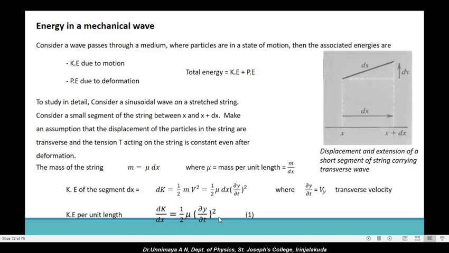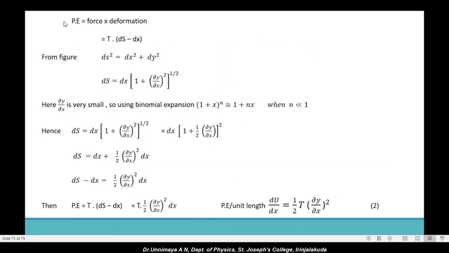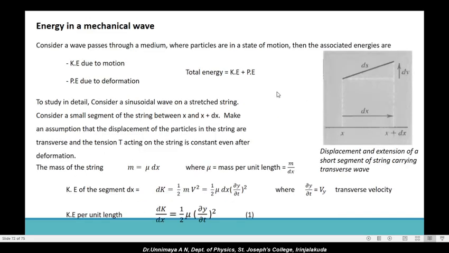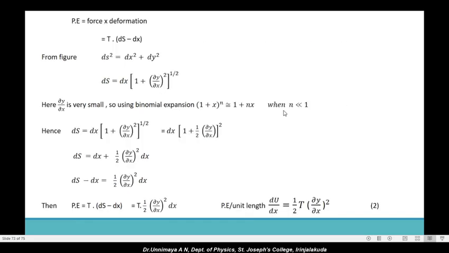dou t square. Similarly we find out the potential energy, that is using the relation potential energy is equal to force into deformation, that is T into ds minus dx. So from this figure using this relation ds square is equal to dx square plus dy square, we find out the expression for ds. Then using the binomial expansion method, we find out ds minus dx is equal to half dou y by dou x square into dx.